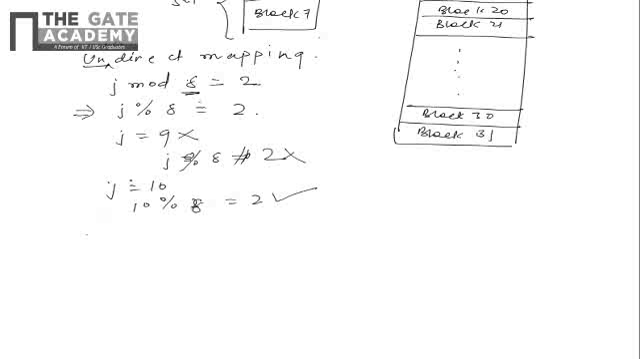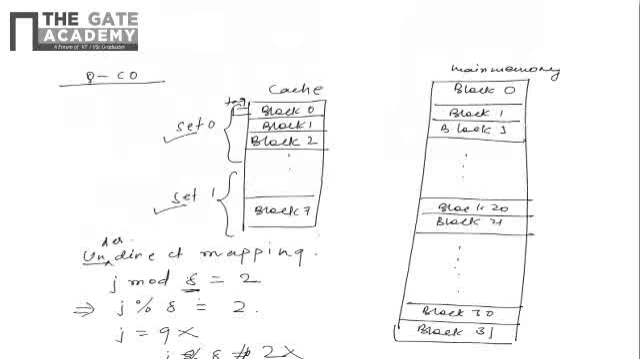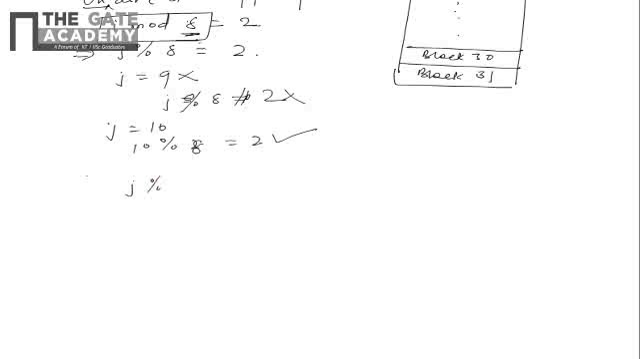Now the second one is under four-way set associative, to which block of the cache may element 31 go. It is divided into two sets, set 0 and set 1. Based on the same formula, instead of blocks we will use sets. J is given as 31, so we have to find this out. It will go to set 1 itself.